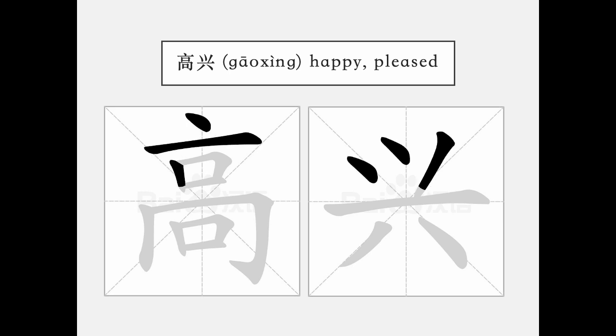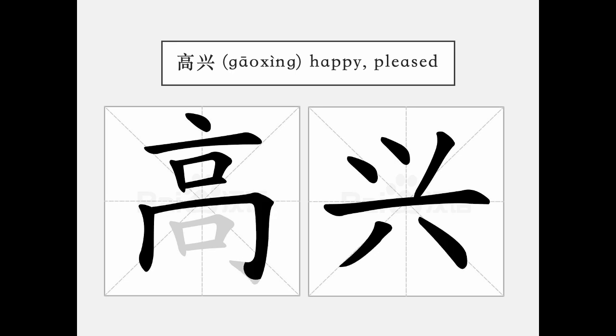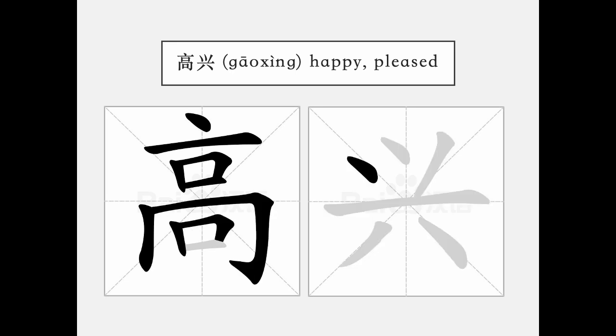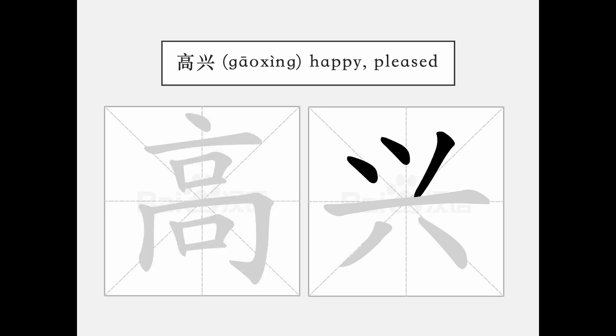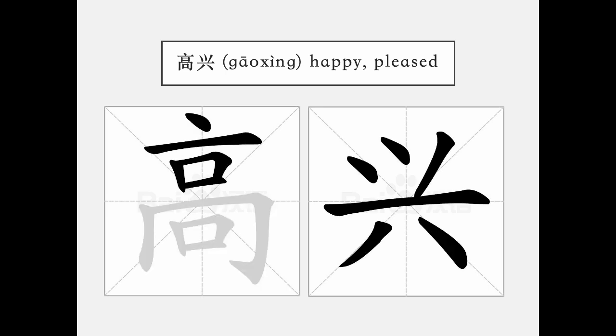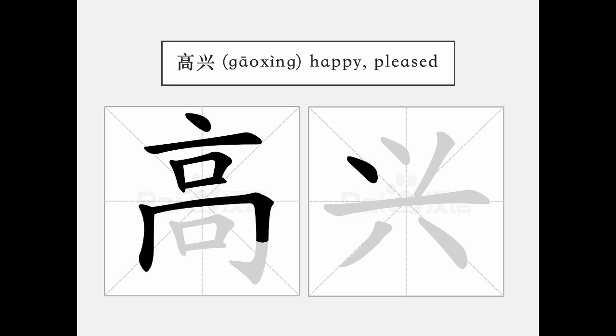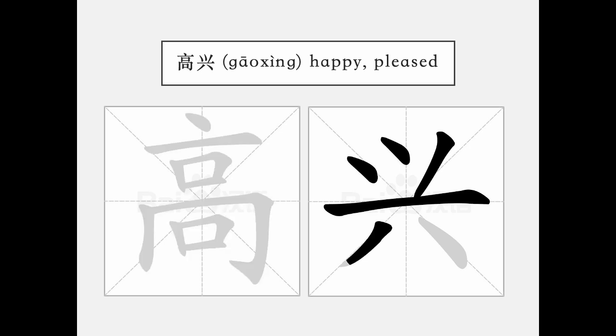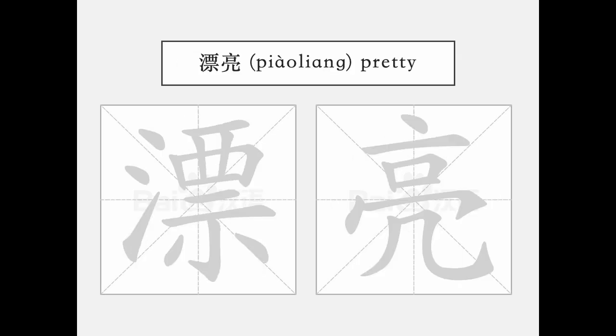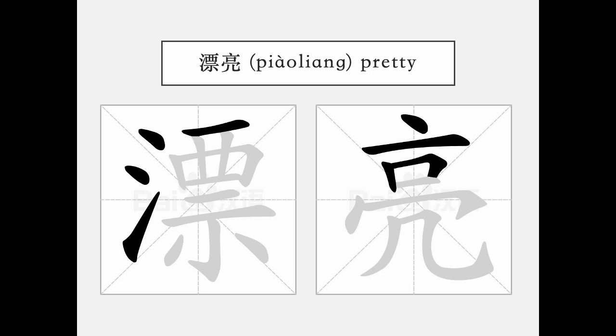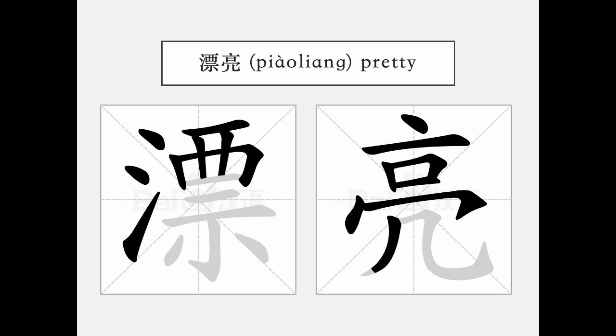高兴, meaning happy or pleased. And don't forget with that X, as I'm always reminding you, your tongue should be touching the back of your bottom teeth. Otherwise, it's going to sound like an SH. So let's try it again. 高兴. 漂亮, meaning pretty, can also mean beautiful.